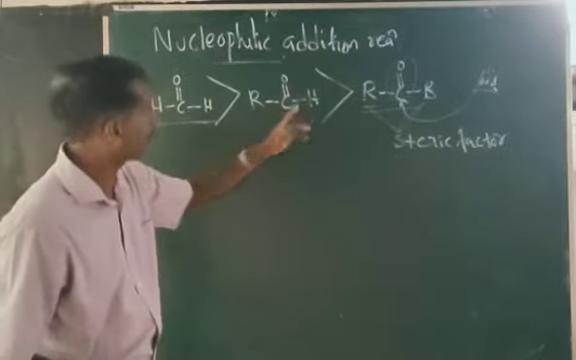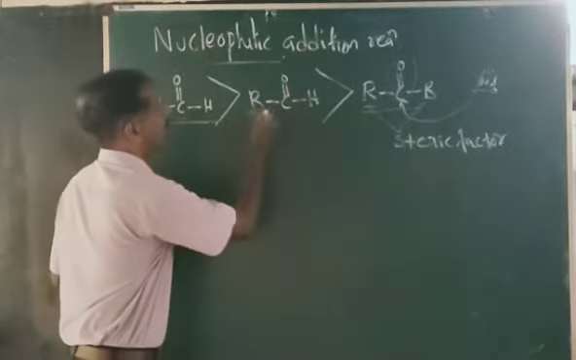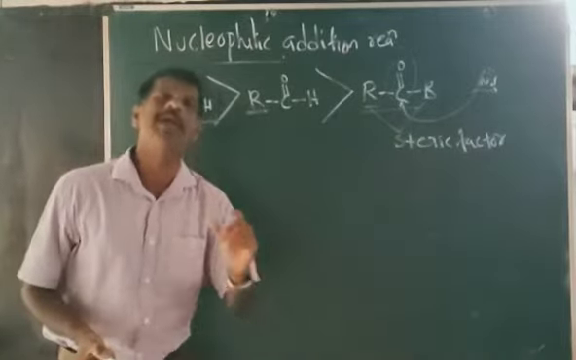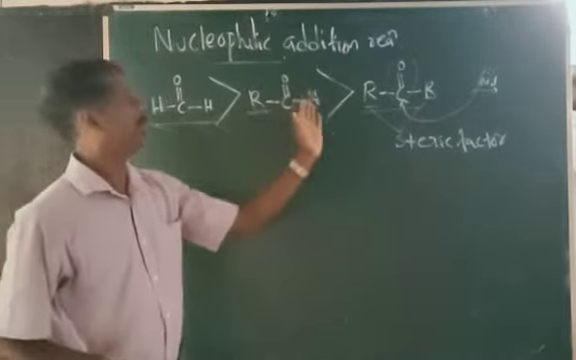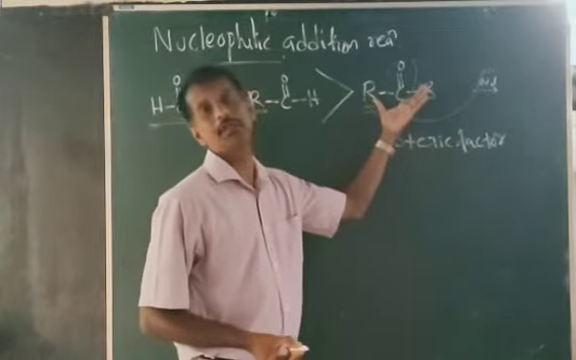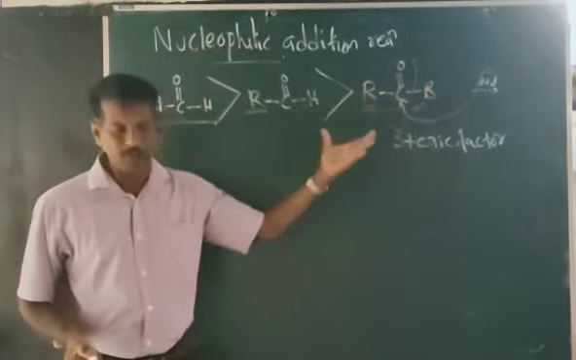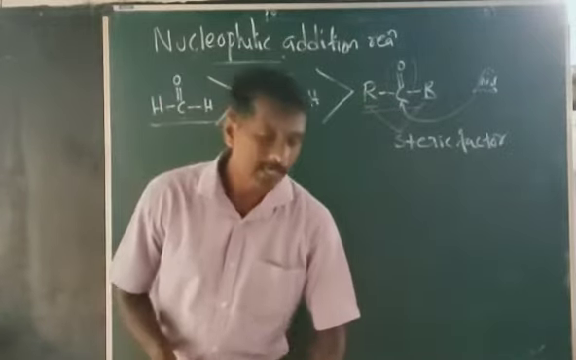When we come to aldehyde, there is one alkyl group. That means there is a chance of steric effect. And when we come to ketone, there are two alkyl groups. That means in the case of ketone, the steric factor is more important.